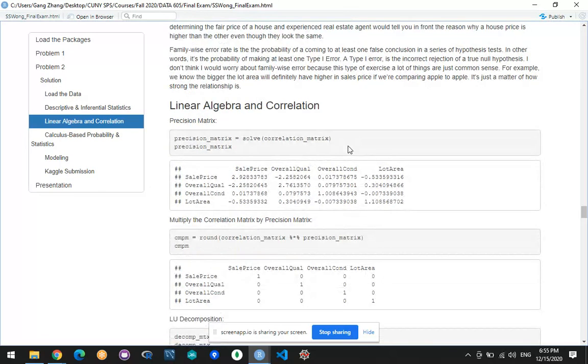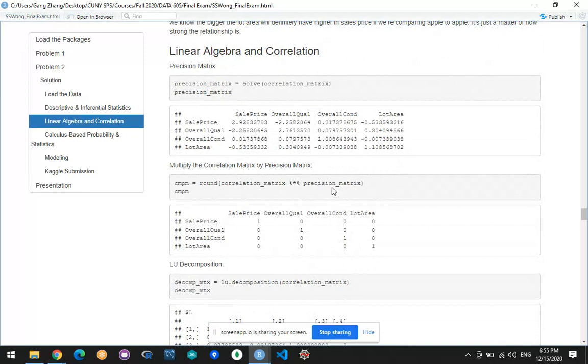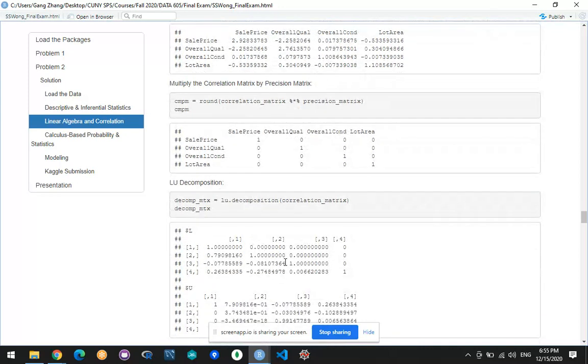Regarding the next part, about the linear algebra of correlations, I'm using the solve function to find the precision matrix. We can see that multiplying the correlation matrix by the precision matrix returns a diagonal matrix. For doing the LU decomposition, I use the lu.decomposition function to do that.